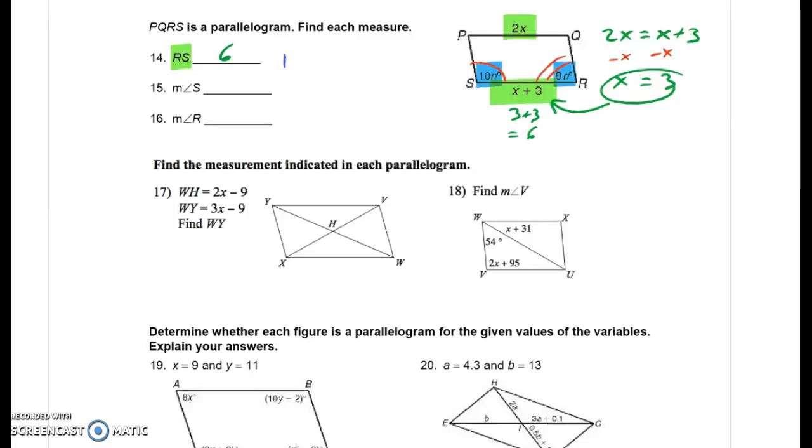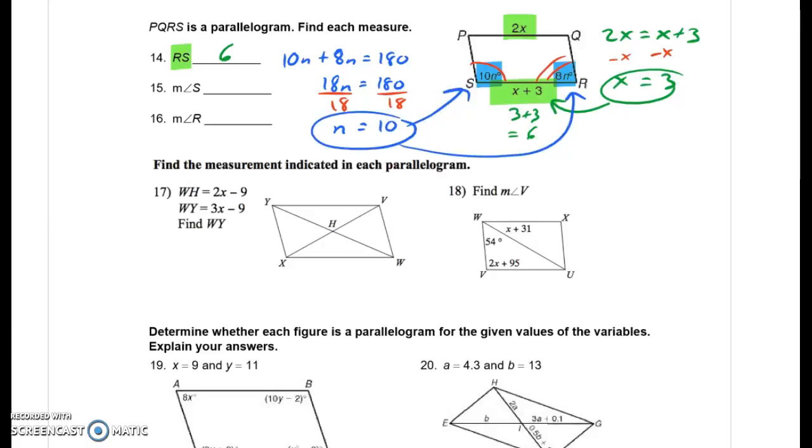Therefore, 10n plus 8n equals 180. Combine like terms to get 18n equals 180. Divide by 18 to get n equals 10. You will plug this in to each of them. Therefore, S is 100 degrees. You must solve for R.